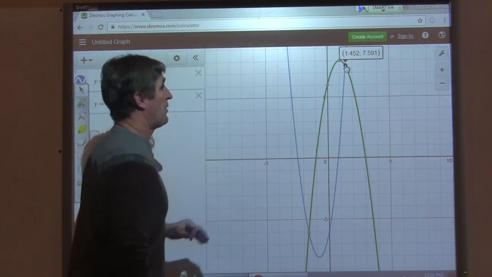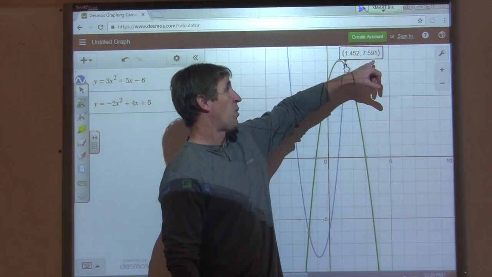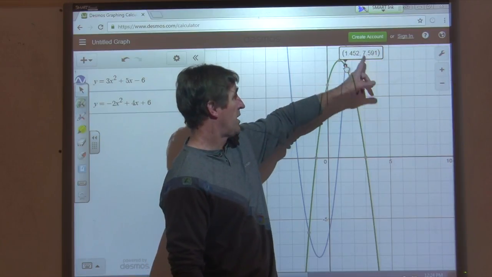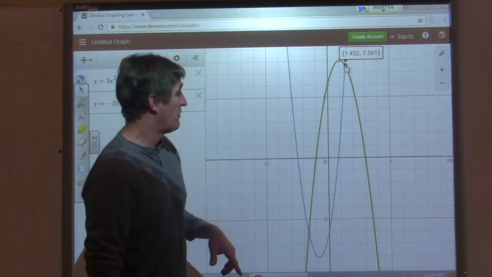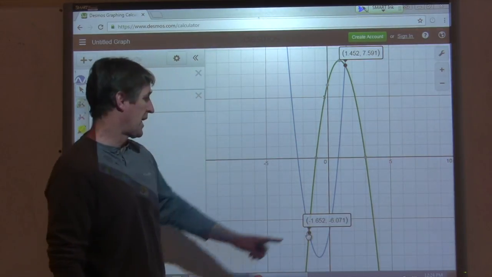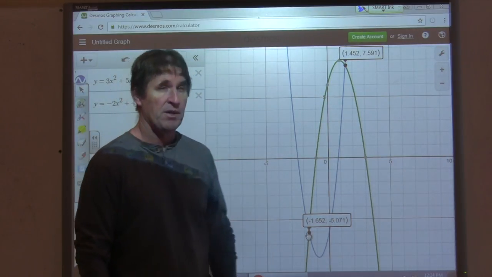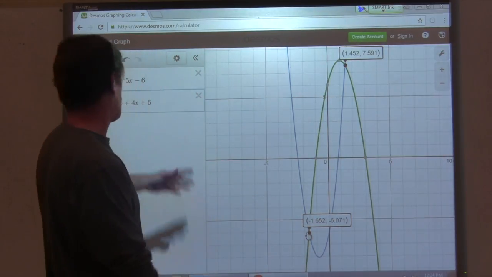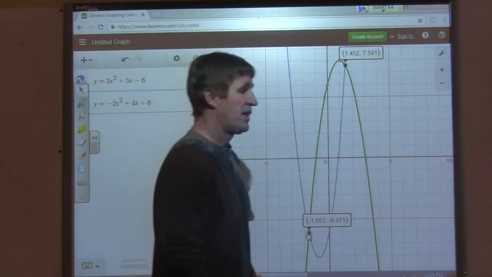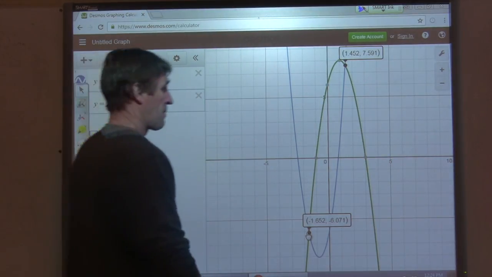So that would be, and now when you write your answers on these, some of you are just putting the x values. You have to put the x and the y when you're solving a system of equations because we have two answers, so you have an x and a y. So one solution is 1.452 and 7.591, and the other one is negative 1.62652 and negative 0.6071. So when it says to use the graphing calculator, it's pretty easy. Type the expressions in, find the intersection points, and write those down.